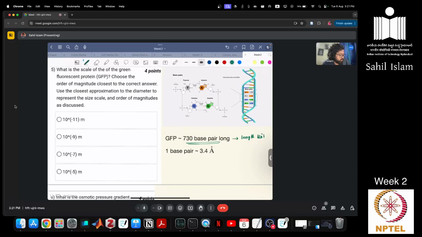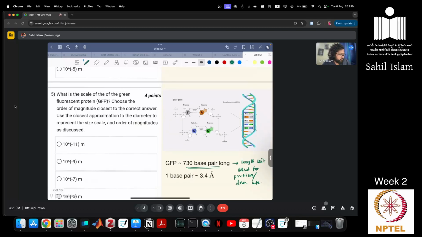It is a unit used for proteins, DNA, etc. So what is the base pair? As you know, for every DNA structure there is this AT-GC bonding, where a hydrogen bond is formed. A is adenine, T is thymine, C is cytosine and G is guanine. So they make one base pair.